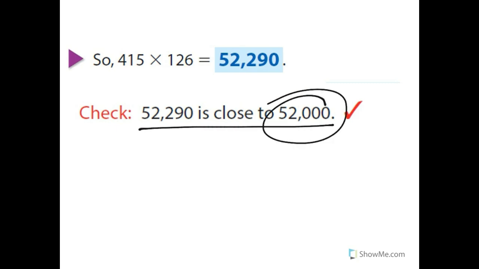Right, now remember like we saw in the other lesson, just because you have your estimate there and that 52,290 is close to 52,000 doesn't mean that they're going to give you the exact answer. It's just something that looks reasonable.